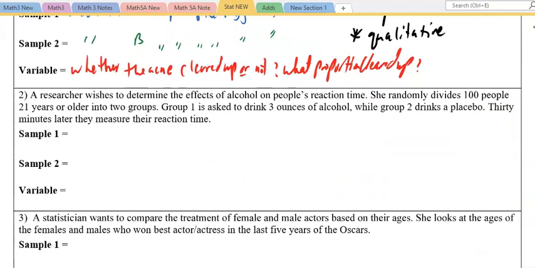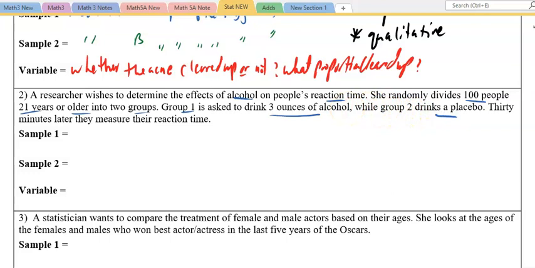Another example would be a researcher wishes to determine the effect of alcohol on people's reaction time. She divides 100 people 20 years or older into two groups. Group 1 is asked to drink 3 ounces of alcohol while Group 2 drinks a placebo. 30 minutes later, they measure their reaction time.